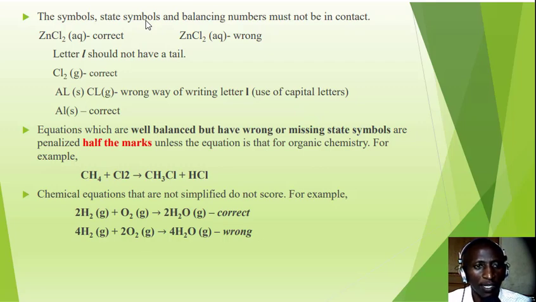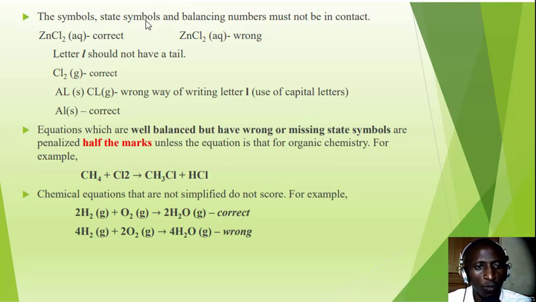Also very important is the letter L. The letter L in chlorine should be a small letter, a stroke. The same case with the letter L in aluminium. Students make a mistake of writing aluminium as capital A and capital L, whereas it should be a capital A and a small letter L, and that is the correct way of showing that.